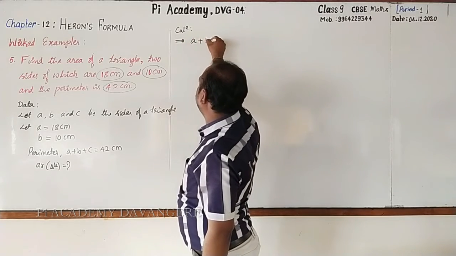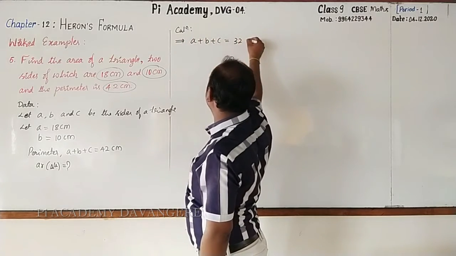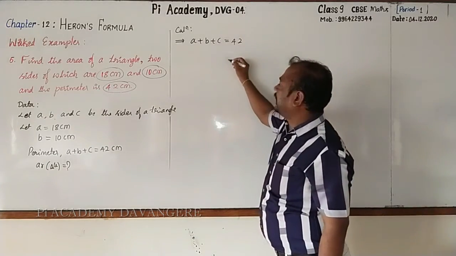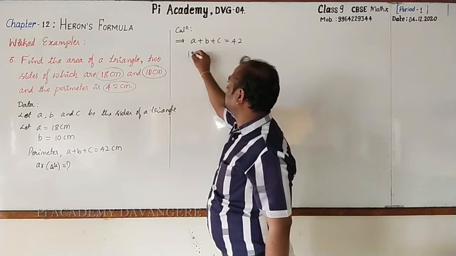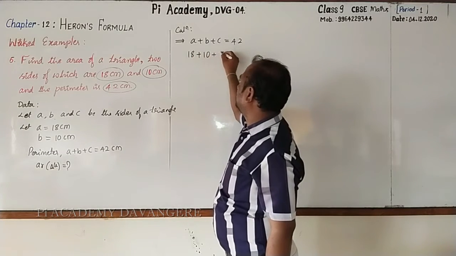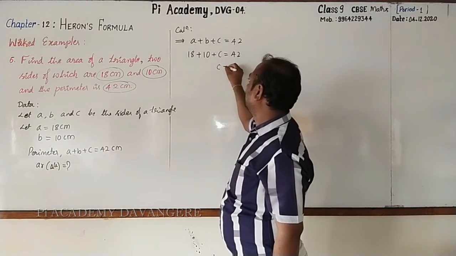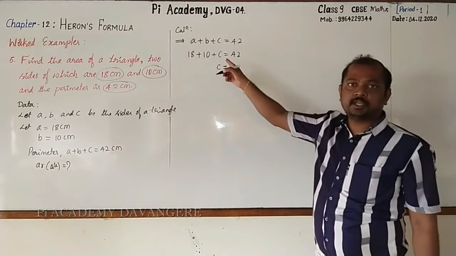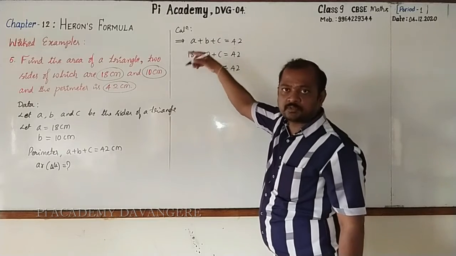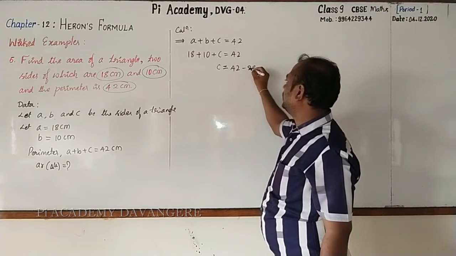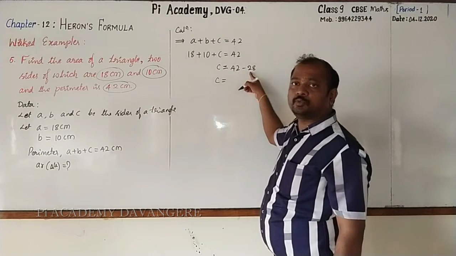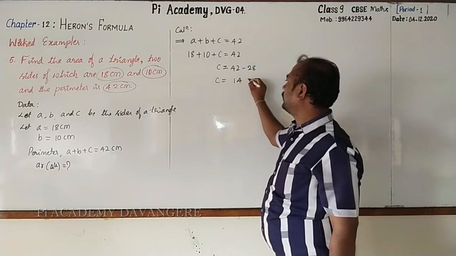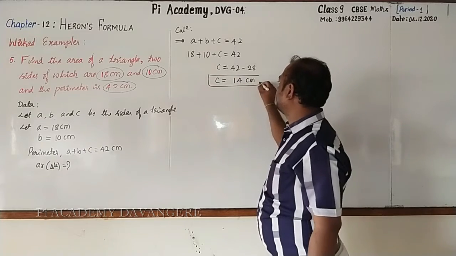Perimeter A plus B plus C, this is 42 centimeter. Where A is 18 centimeter, B is 10 centimeter, C is unknown. Then C is equal to 42 minus, what is 18 plus 10? It is 28. Transfer that to the right hand side, minus 28. So C is equal to 42 minus 28. See, 12 minus 8, 4. 3 minus 2, 1. 14 centimeter.